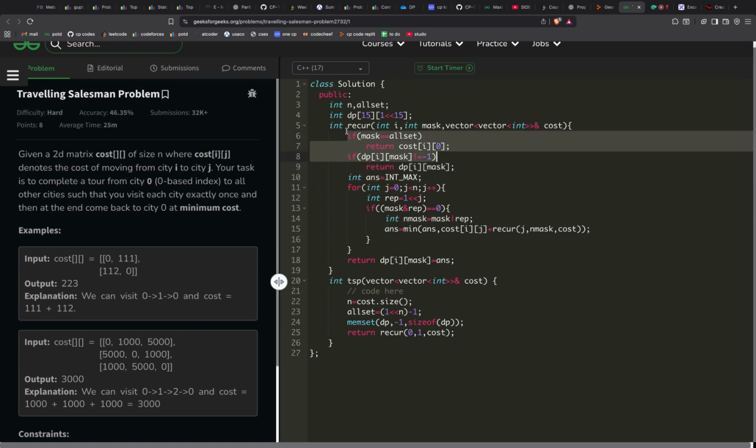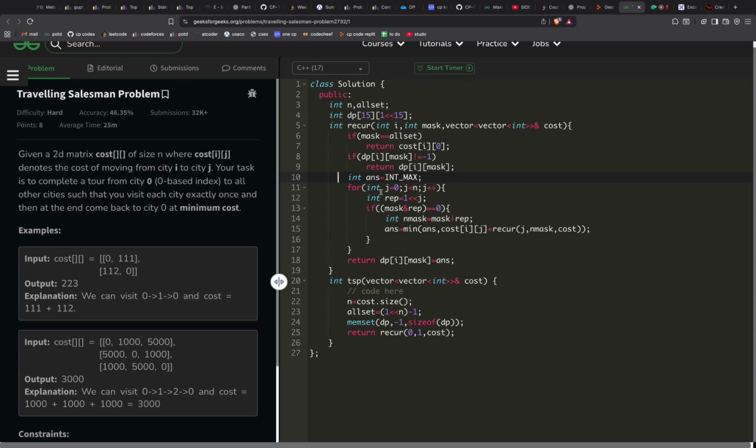So if the mask is all set, that means we have visited all the vertices, now we have to go back to the starting vertex. So that would give me a cost of cost I comma 0. As I said, we'll use a DP solution here. So this is basically memoization: if DP of I comma mask is visited, we have already calculated it, we'll just return this memoized solution. If not, we'll calculate the solution.